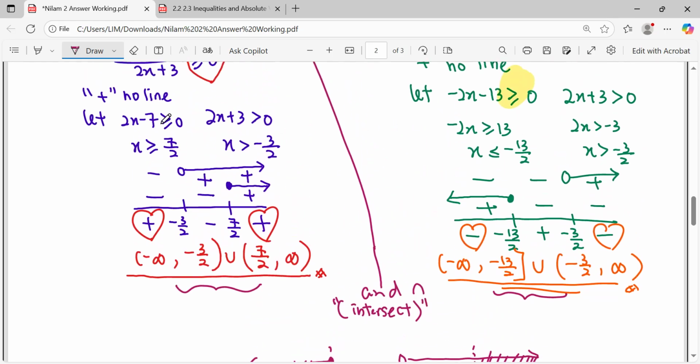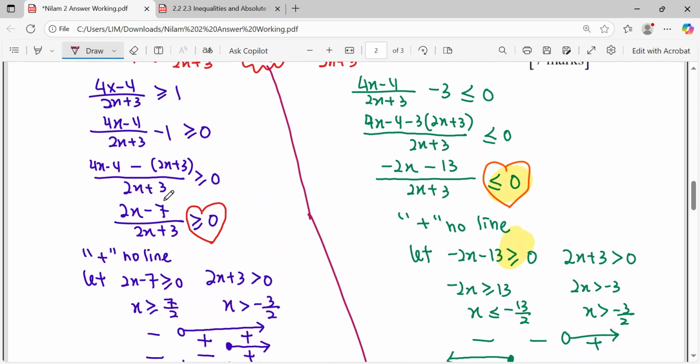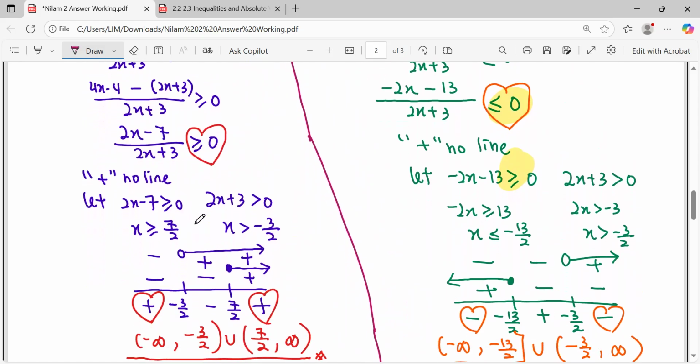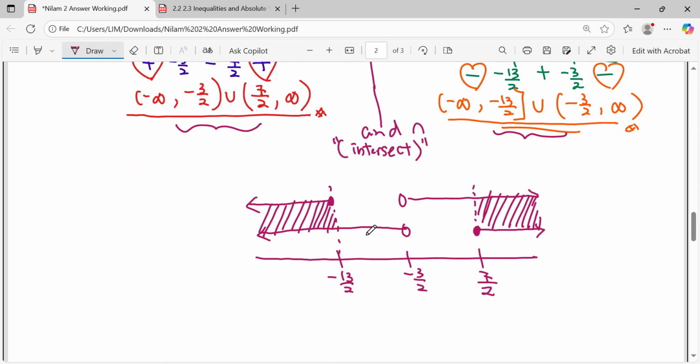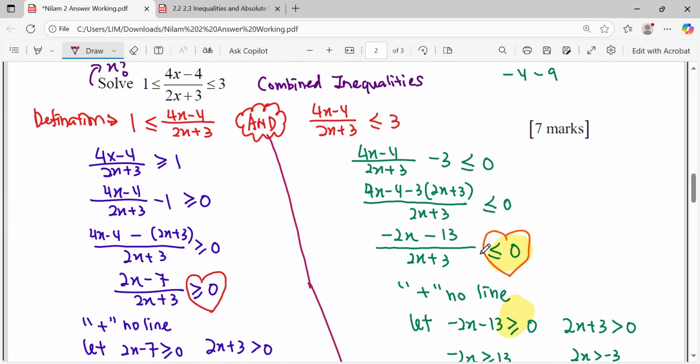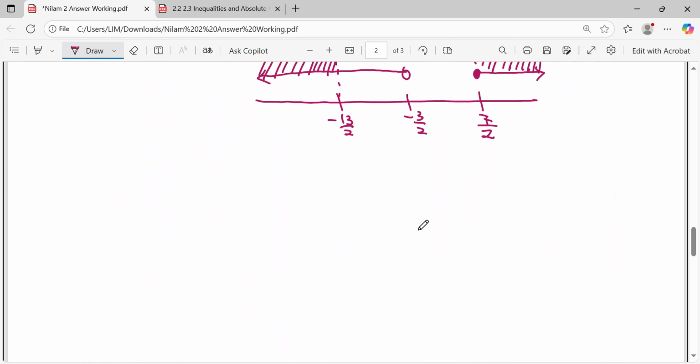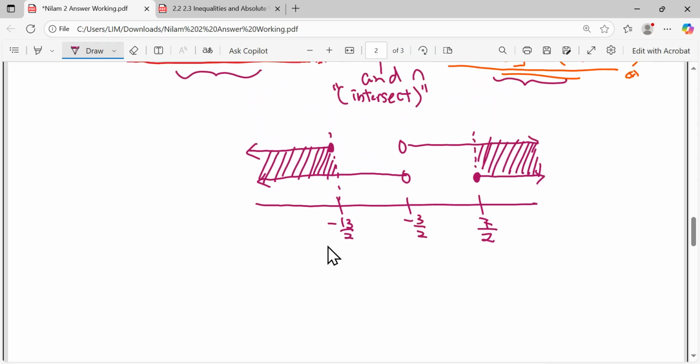Alright, so the positive-negative number line is for solving. This number line is for solving rational inequalities. So don't mix it up. After we do this intersection, we come to the final answer. It just says solving, so we can write our answer in interval or in set. Alright, in inequalities also can.